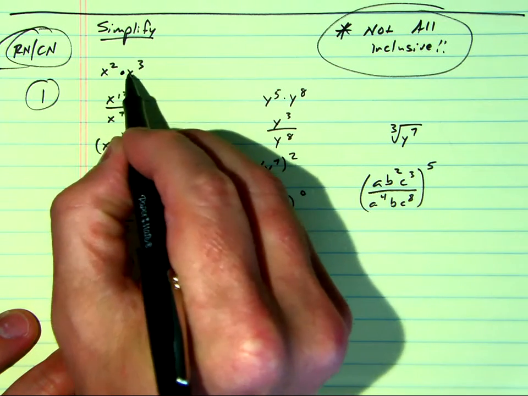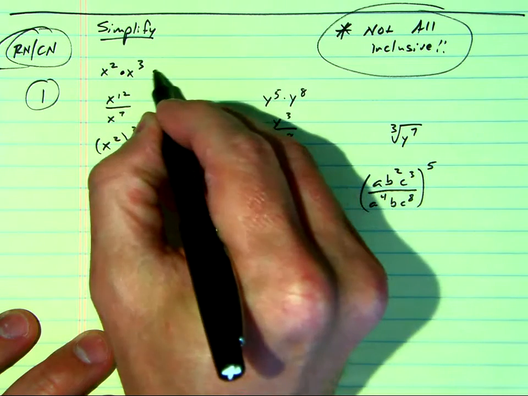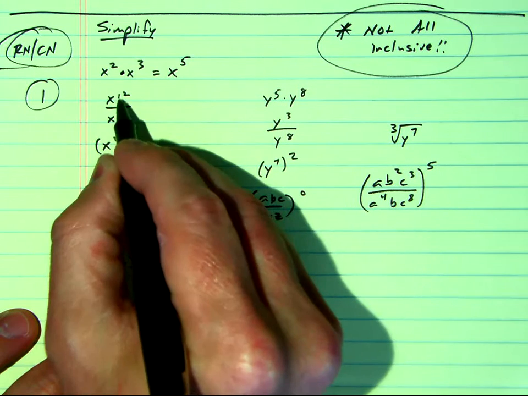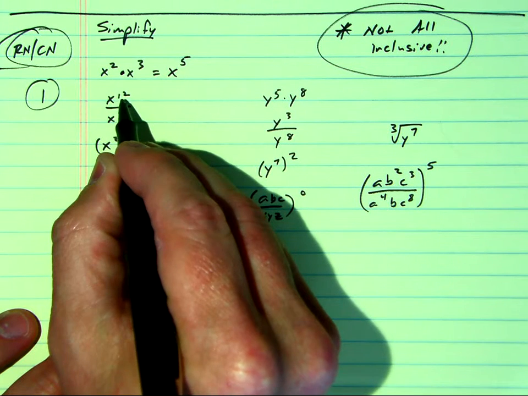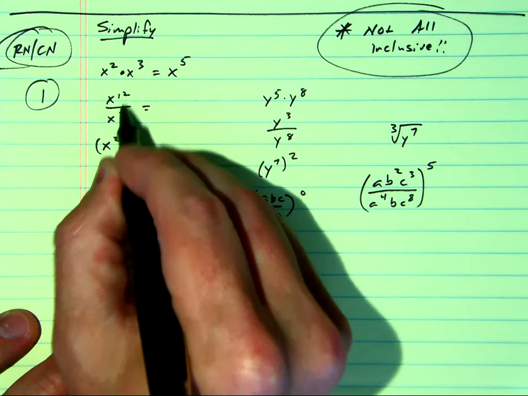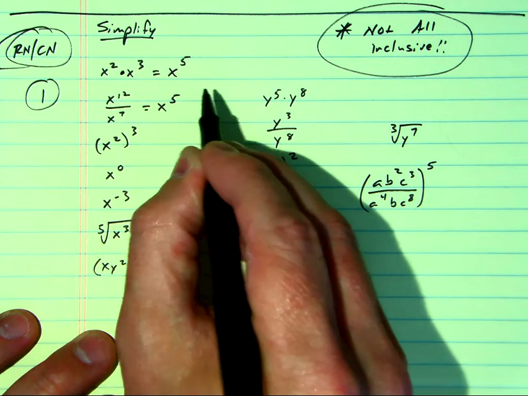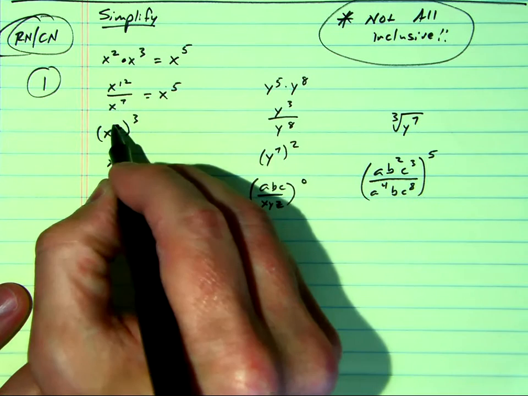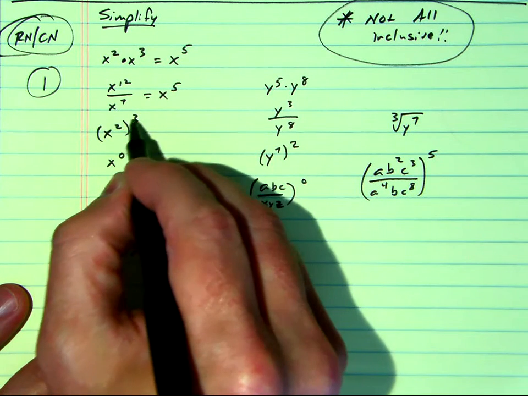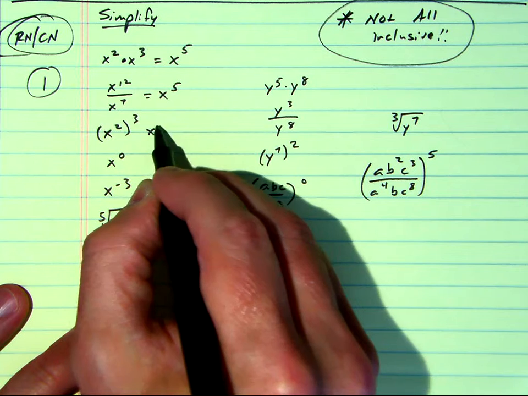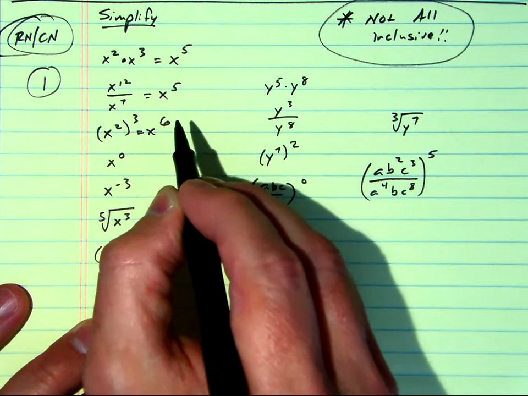So when we're multiplying like bases, we add the exponents. This is going to be x to the 5th. When we're dividing like bases, that's a 12, that's a 7, we subtract the exponents. 12 minus 7 is x to the 5th. All right? Any questions so far? Okay, when we're doing power to a power, this is the power property, we multiply the exponents. That's a 2 and a 3. That becomes x to the 6th.